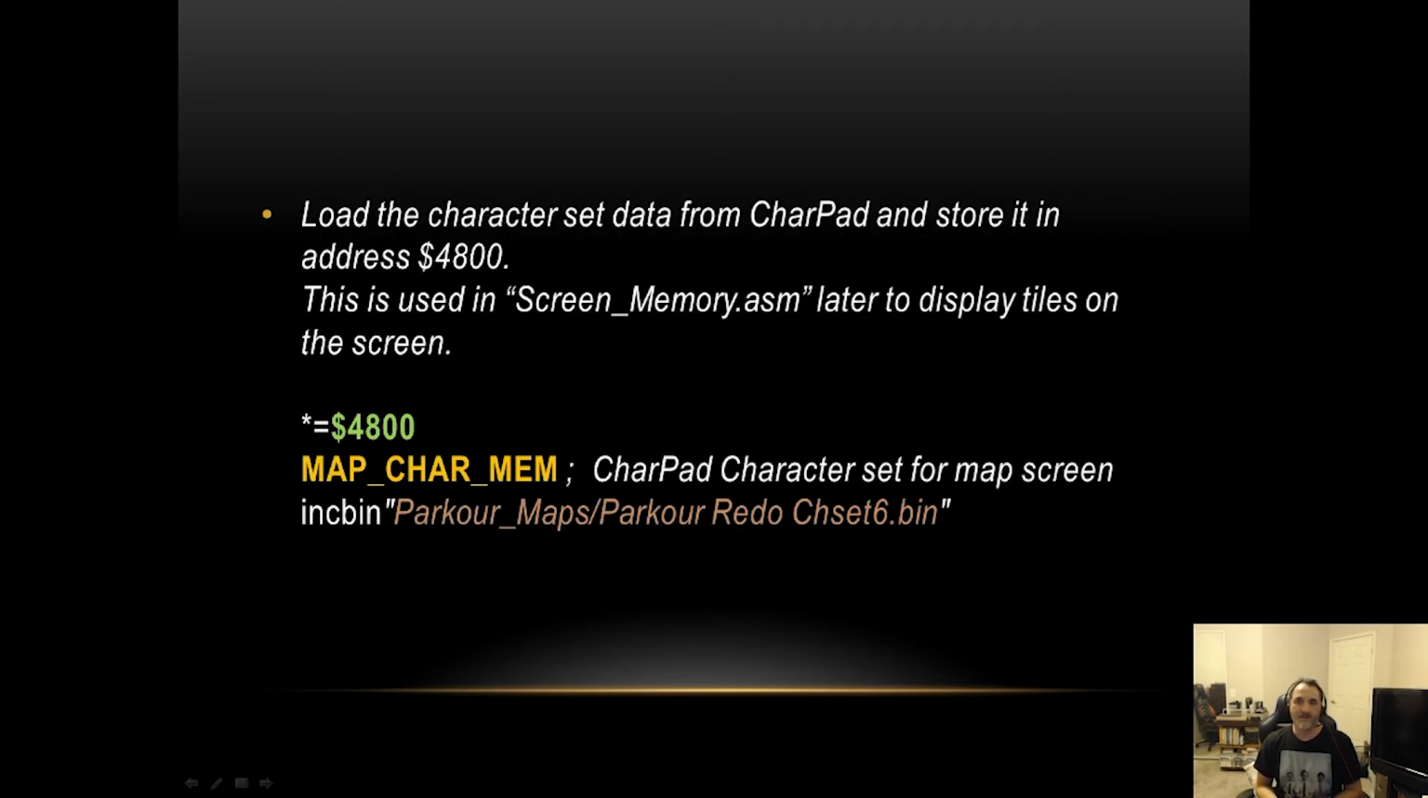Load the character set data from CharPad and store it in address 4800. This is used in screen memory.asm later to display tiles on the screen. These are real important because if you look at this right here, these are where and how you're reading binary data from CharPad. In this example, it's reading the map files.